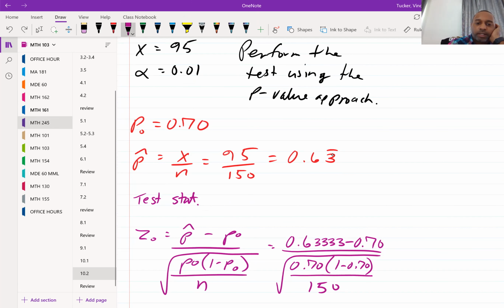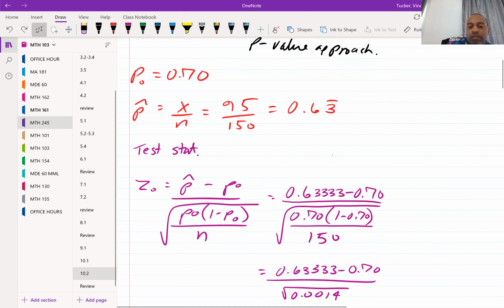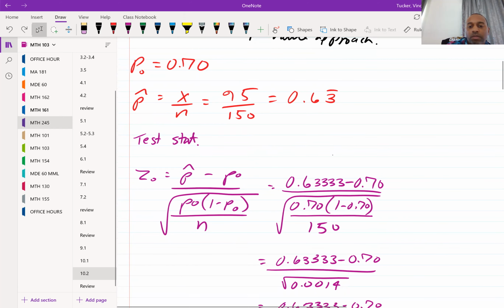So now we can find our test statistic. This is the formula right here, and that formula is on the page that I'm going to send to you guys. Once again, that page is in the book as well. It's P hat minus P naught over the square root of P naught times 1 minus P naught over N. So that's what we did right here, and I simplified it a little.